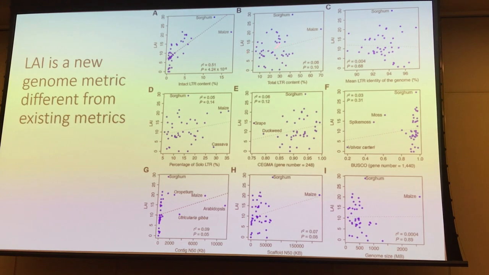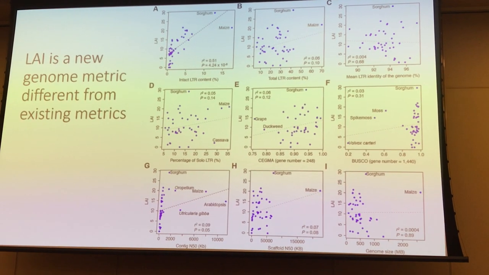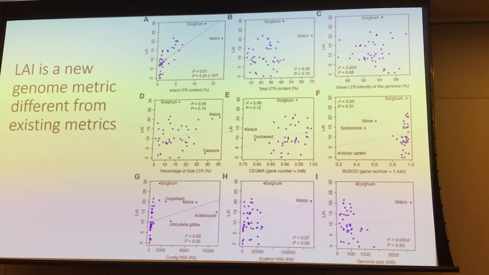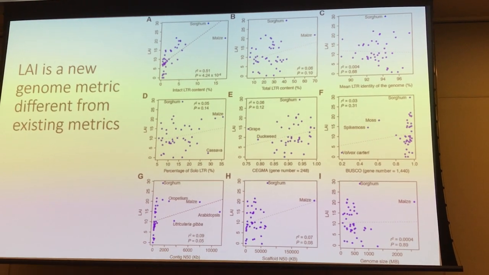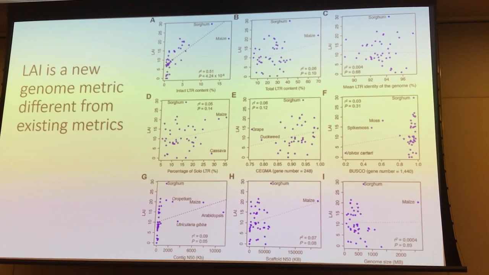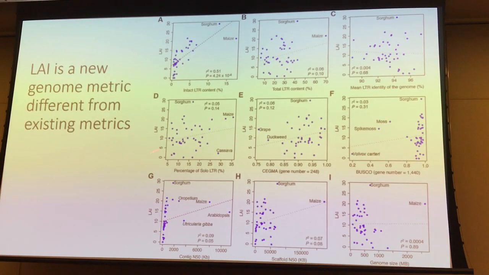the total LTR content, as shown here, and the genome size are not correlated to the LAI, which means for any plant genome with various LTR content and genome size, you can apply LAI on your genome. And after the correction, it is not correlated to LTR activity.